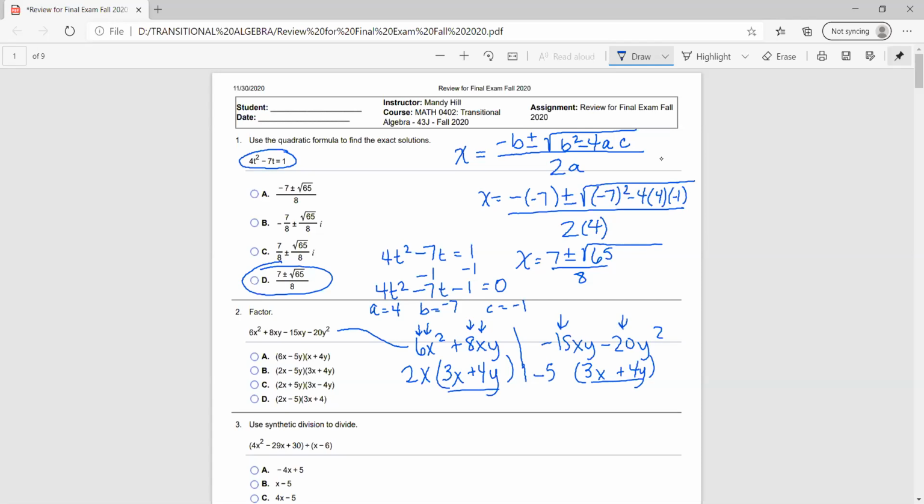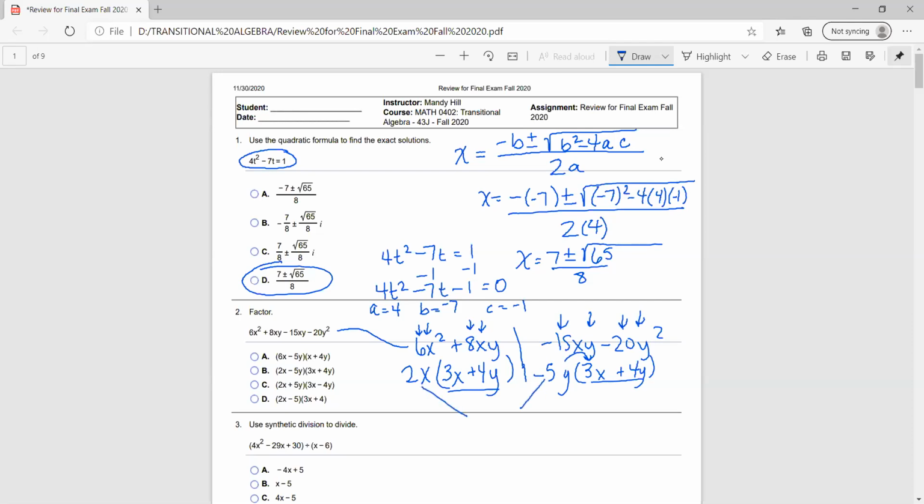I can take a y out of both of these terms. Okay, and what we want to do is just check to make sure it equals. So -5 times 3 is -15. X times y is xy. -5 times 4 is -20, and y times y is y squared. Okay, so it did work out.